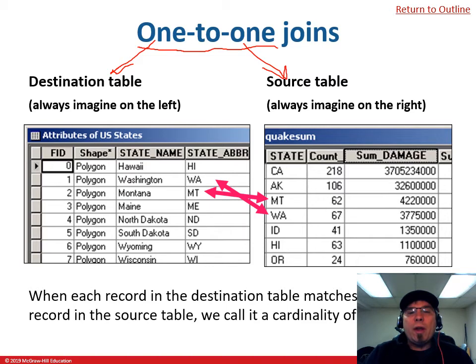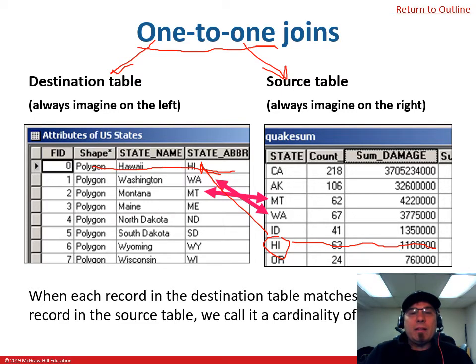So a one-to-one join is the easiest one to understand. You have one column here that matches exactly with one column here. So you'll see MT on the right matches exactly with MT on the left. All right. Or you have Hawaii down here matches exactly with the Hawaii up here. There's only one row on the right that matches with one row on the left. And that's the easiest one to understand. So it's going to take this row here and append it onto the end of the row over here.